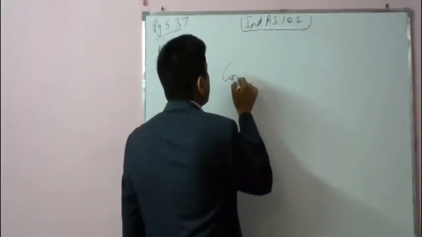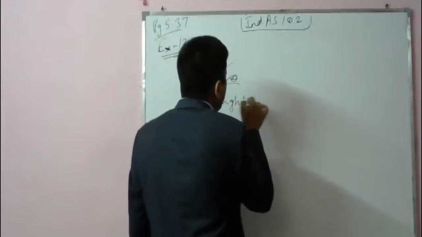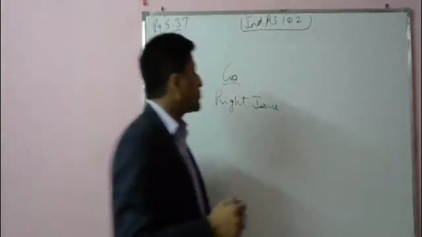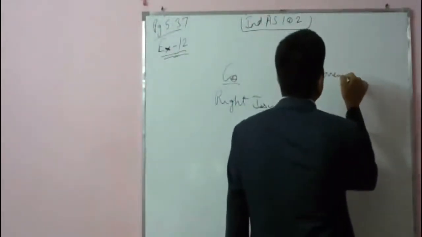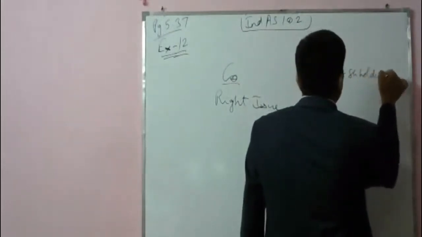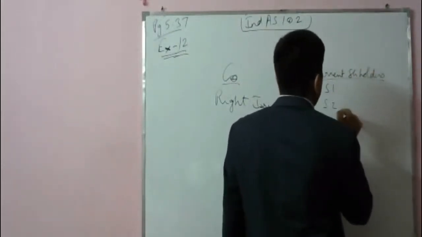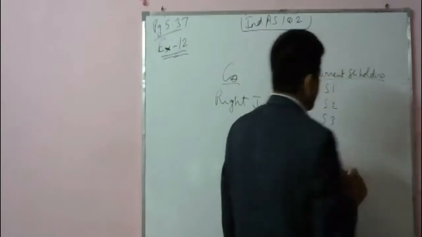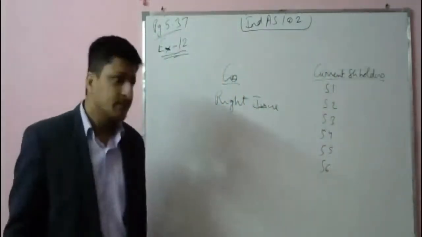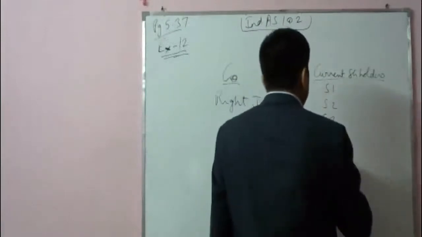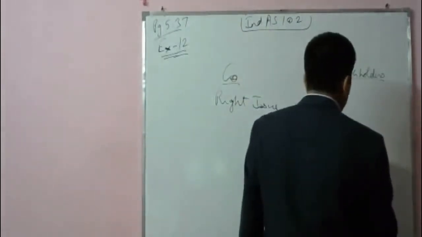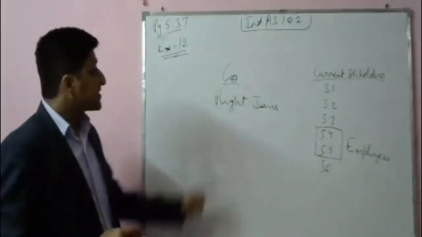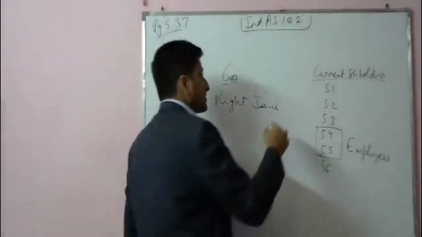So there is a company. This company came up with a rights issue. Before the rights issue, who were the shareholders of the company? Current shareholders: shareholder 1, shareholder 2, shareholder 3, shareholder 4, shareholder 5, shareholder 6. There were 6 shareholders of the company. Out of these 6 shareholders, these 2 were also employees of the company. And when this rights issue was made, it went out to all.